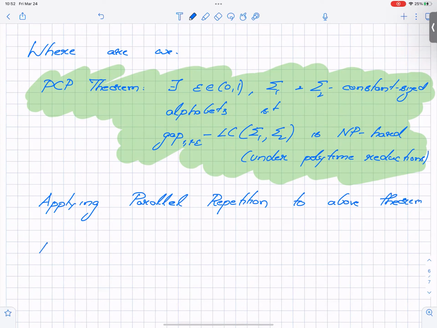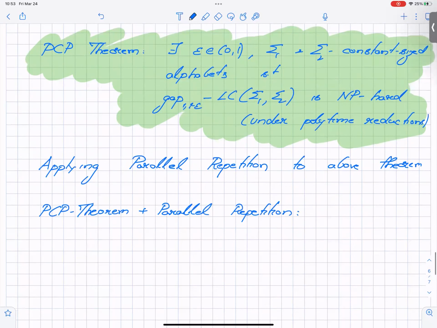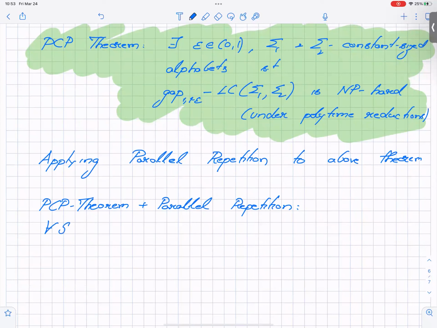what we get is the PCP theorem plus parallel repetition. What's basically going to happen? The gap of 1 versus 1 minus epsilon is basically going to go down to delta. So basically we're going to get the following for all delta in (0, 1).